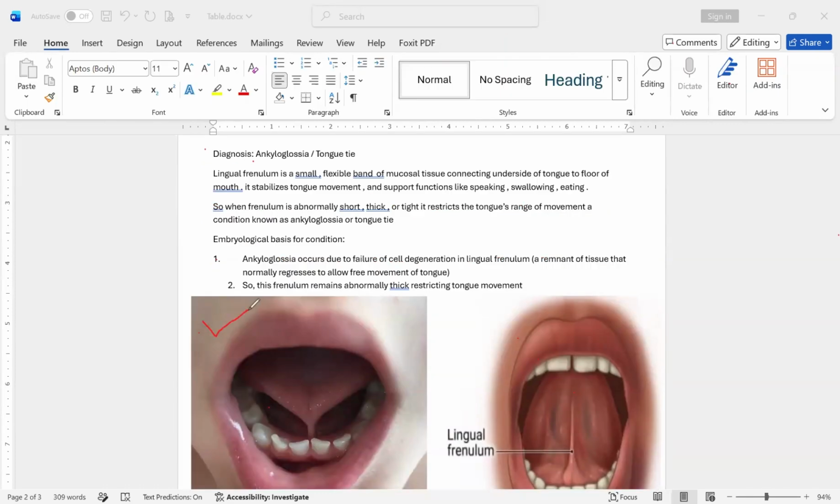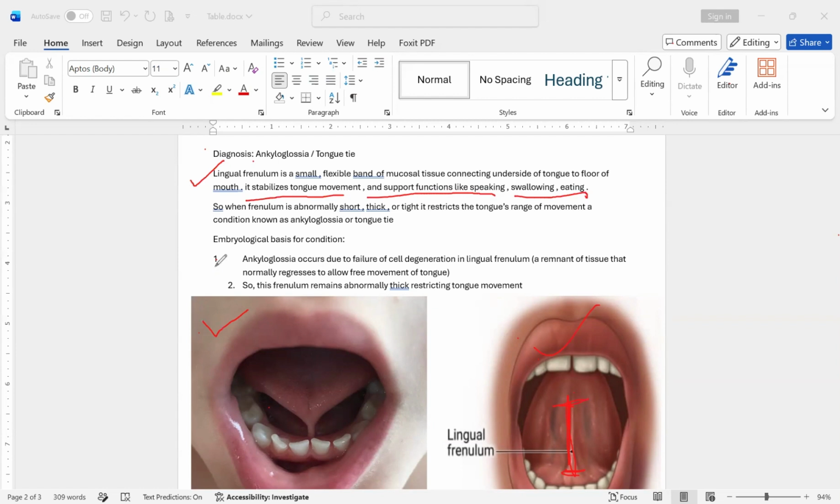So before discussing the diagnosis and the embryological basis for the condition in the scenario, let's talk about what lingual frenulum is. You can see in this diagram that this is the normal lingual frenulum. Lingual frenulum is a small flexible band of mucosal tissue connecting the underside of the tongue to the floor of the mouth. It stabilizes tongue movement and support functions like speaking, swallowing, and eating.